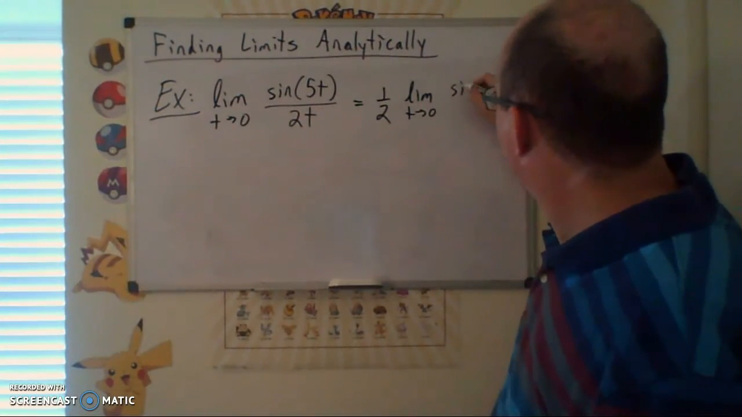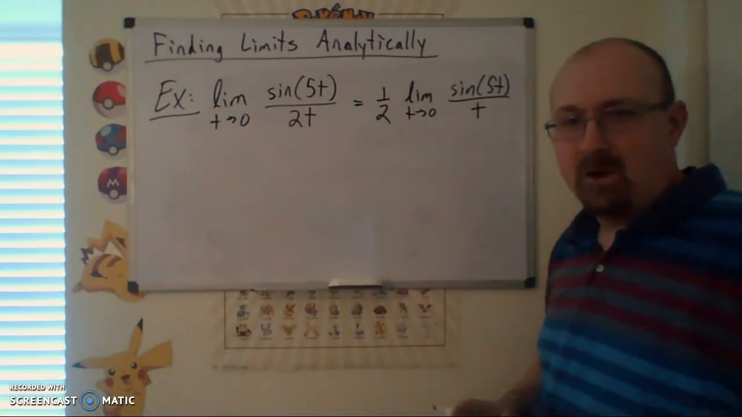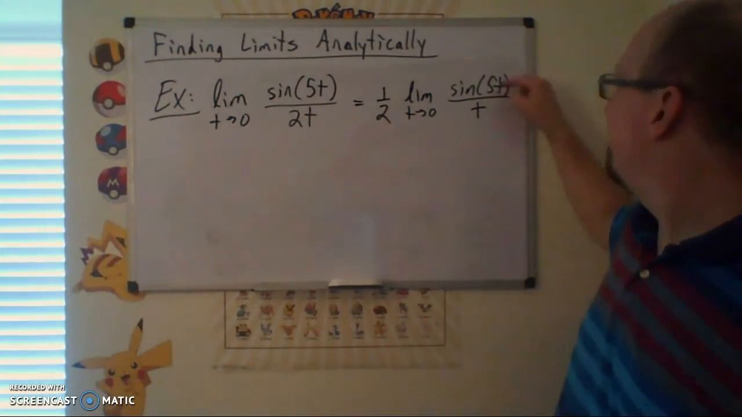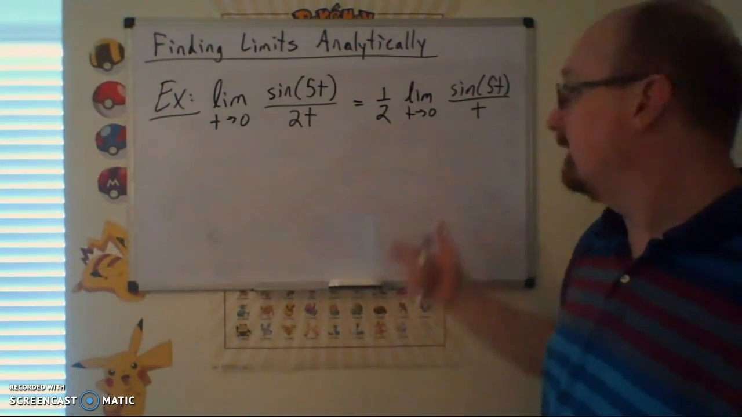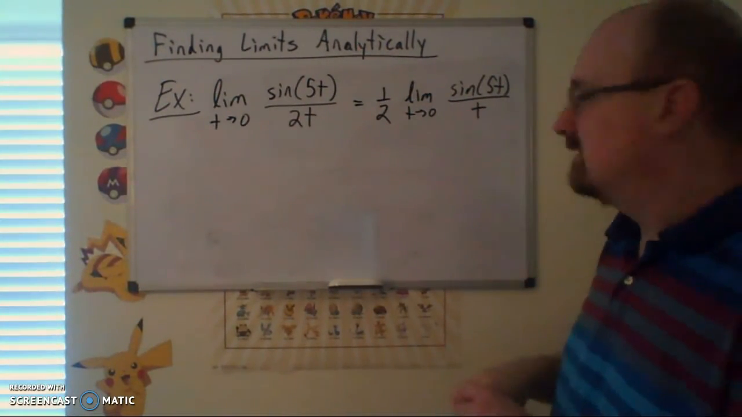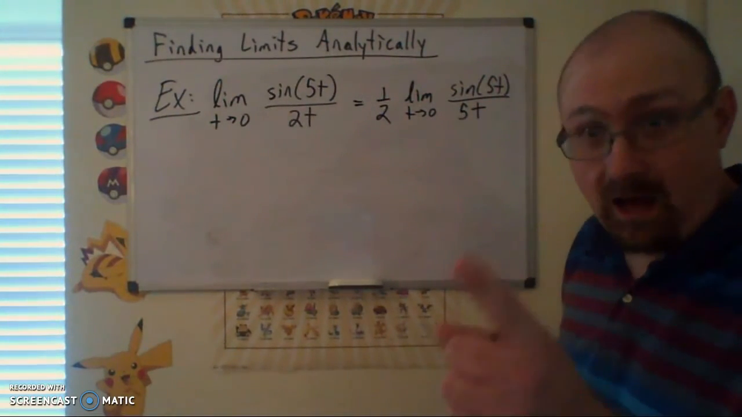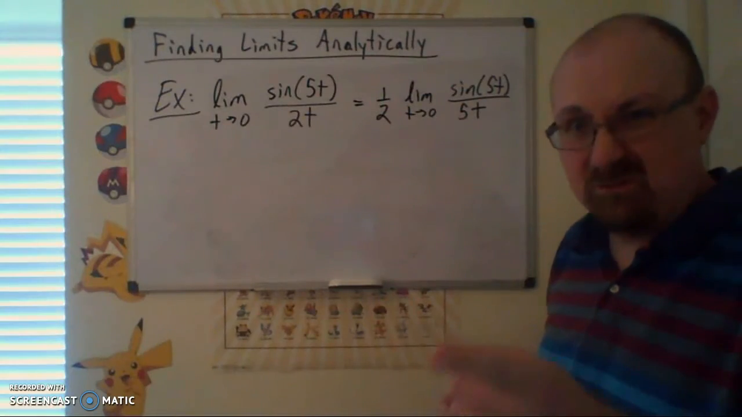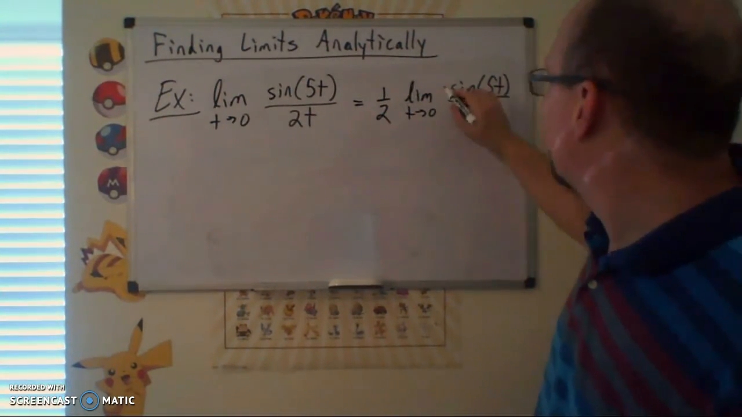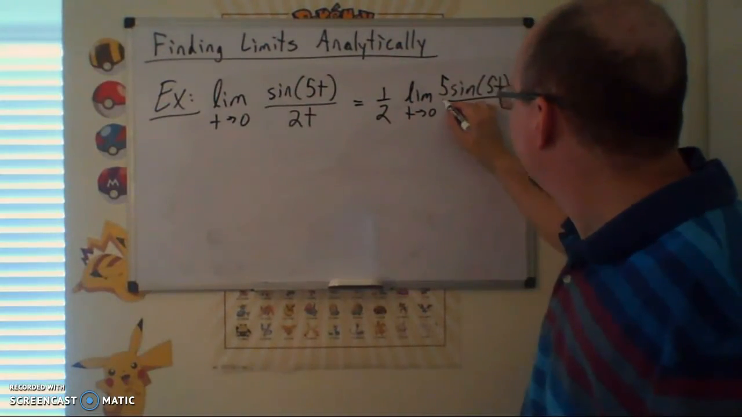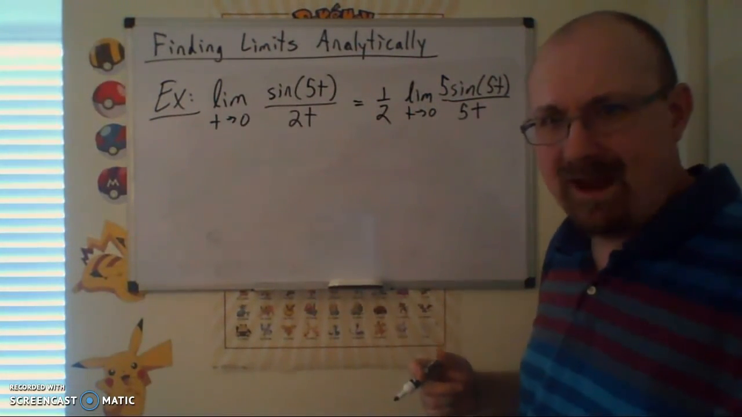as t goes to 0 of sine of 5t over t. Now here's the catch. Like I said, we want these two to be an exact match. At the moment, they're not. There's a 5 here, and there's not a 5 there. Well, we can put a 5 there by multiplying by 5. But if you have a fraction like this, just like we saw with that rationalization, if we do something down here, we have to do the same thing up top. So we have 5 sine of 5t. My apologies for the 5 and the s looking alike. That's a problem with my handwriting.